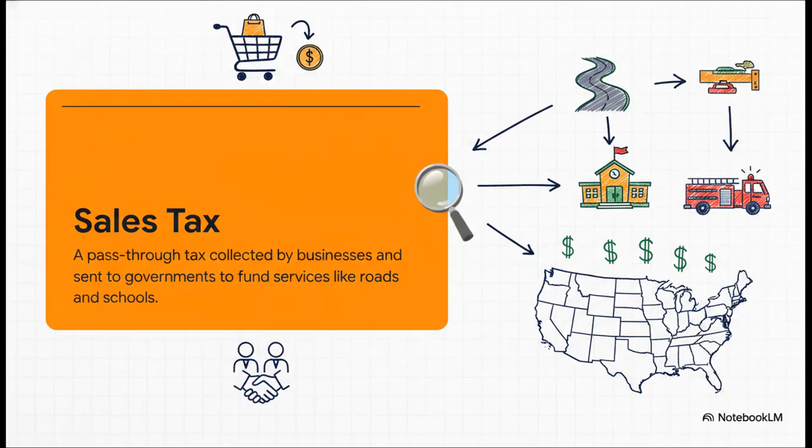Okay, so at its very core, sales tax is actually a pretty simple idea. It's what's known as a pass-through tax. The store you buy from collects the tax from you, the customer, and then they just pass it through to the government. And that money, that's the lifeblood for all the public services we rely on. We're talking roads, schools, fire departments. So you can see why states are so invested in making sure they get every last penny.